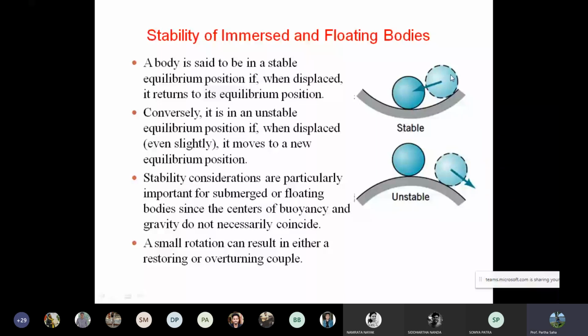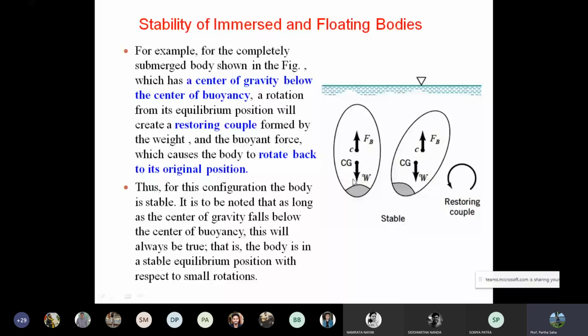This is stable, but in this case, it is unstable, because the moment the ball is taken to this position, it is not going to come back to its previous position, it's going to slide down, right? So this is how you determine whether a body is going to be stable or unstable. Let's look into this example in a better way. Here I have given you a pictorial representation.